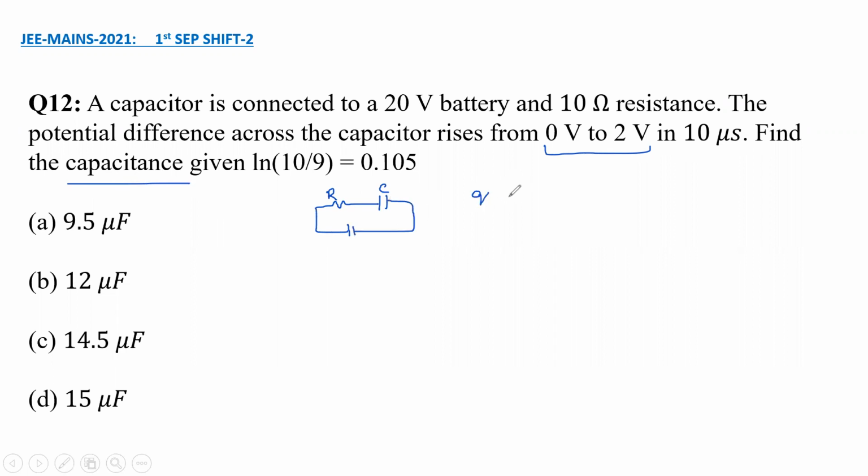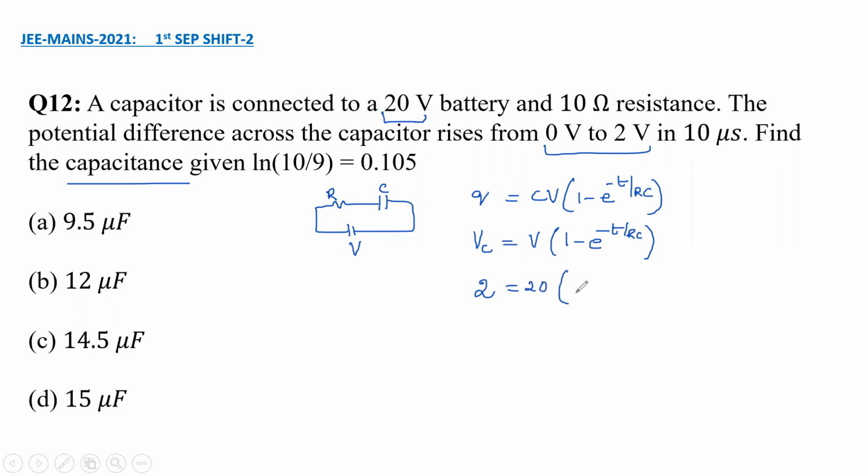the charge on the capacitor at any time is CV times 1 minus e power minus t by RC. And therefore the voltage across the capacitor at any time is the steady state voltage, which is the battery voltage only here, times 1 minus e power minus t by RC. Now in this, let us substitute the capacitor voltage to be 2, and the maximum voltage across the battery will be 20. So 2 equals 20 into 1 minus e to the power of minus the time, 10 microseconds, divided by RC. And therefore we get 1 by 10 is equal to 1 minus e power minus 10 divided by RC.